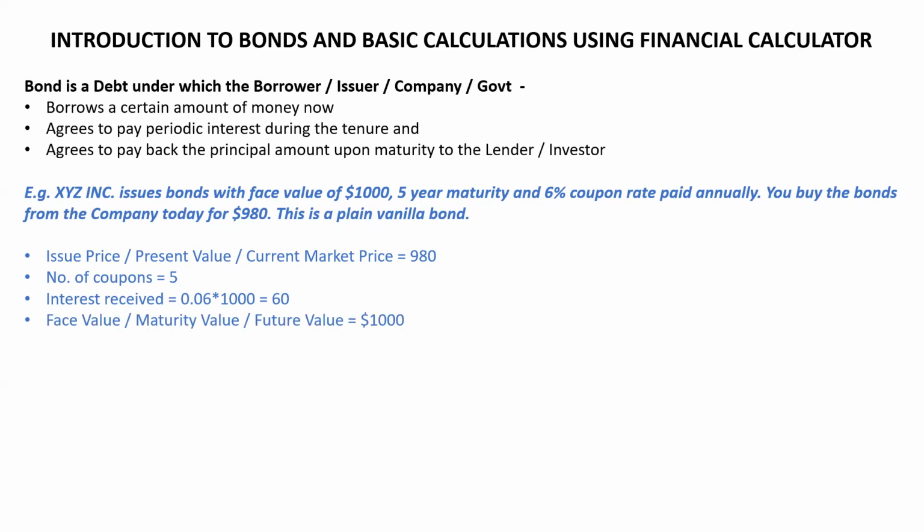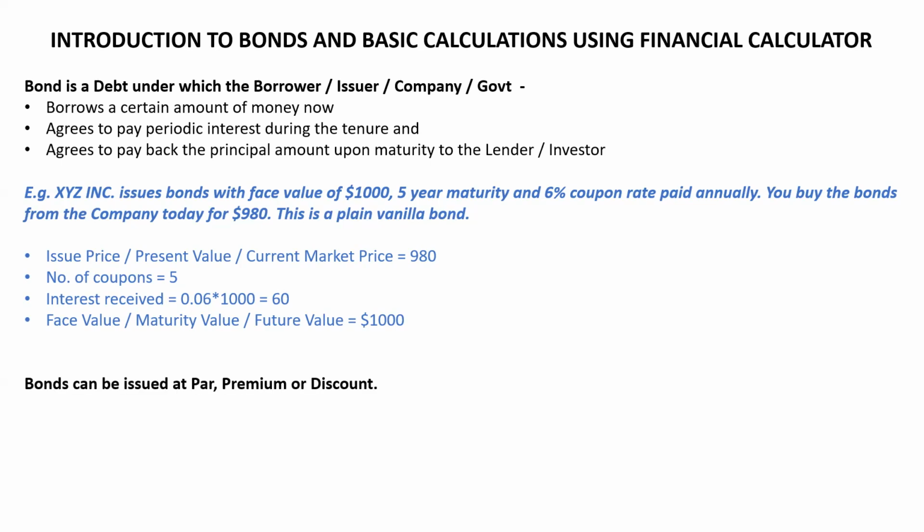The face value, or the maturity value, or the future value, everything is the same in this question. It is $1,000. So today you are going to buy the bond for 980. Then the company is going to give you interest for the next 5 years, which is $60. And after 5 years, the company will give you back the face value, which is $1,000.